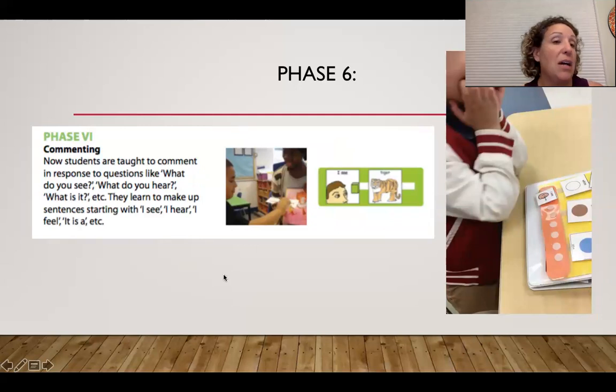Now this becomes more complicated because we're not just making a simple request, we're actually having them comment on something. Students are taught to comment in response to questions like, what do you see? What do you hear? What is it? They learn to make up sentences starting with I see, I hear, I feel. We'll watch this.